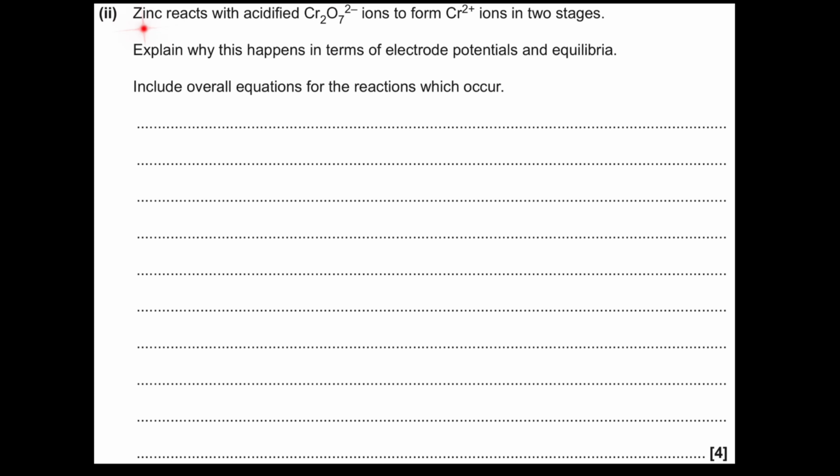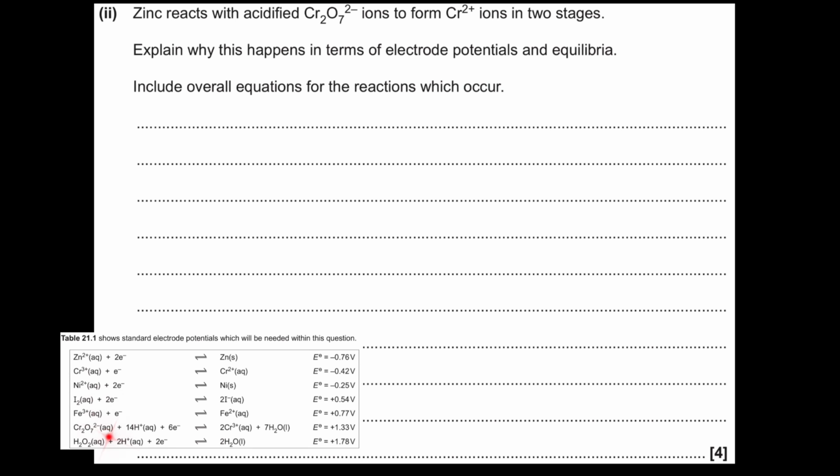Part C, part 2. Zinc reacts with acidified Cr2O7 2-, that is dichromate, to form Cr2+ ions in 2 stages. Explain why this happens in terms of electrode potential and equilibria. Include overall equations for the reactions which occur. But let's look at this situation. We're going to look at 3 situations. This one, zinc is reacting with that, and zinc reacting with that.